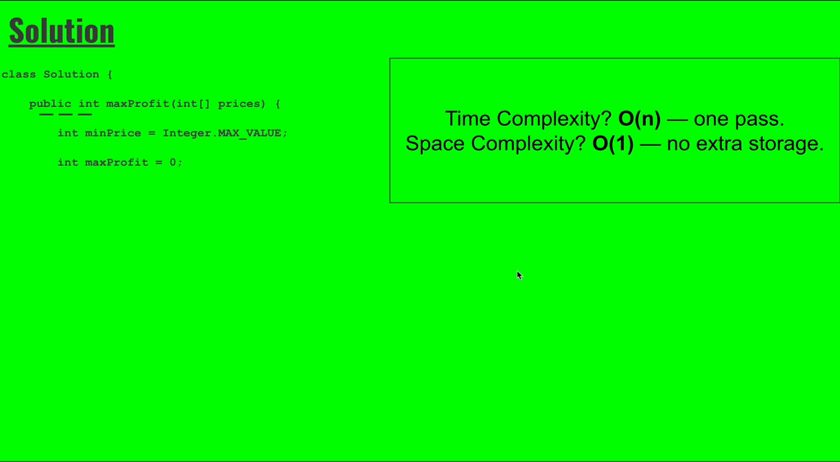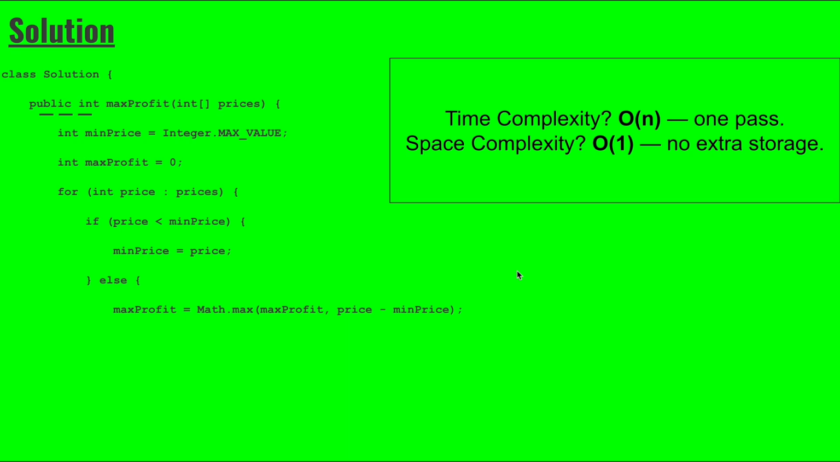A for loop. You can directly write for int price in prices, and you have to find the min price. If the current price is less than min price, min price will get updated. In this way, we'll track the lowest stock price so far. Otherwise, in the else condition, we'll calculate the profit. How? Price minus min price.